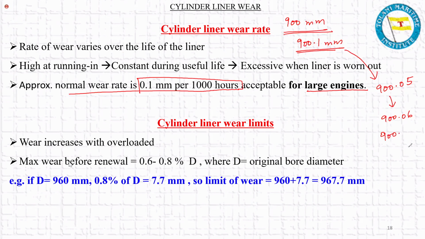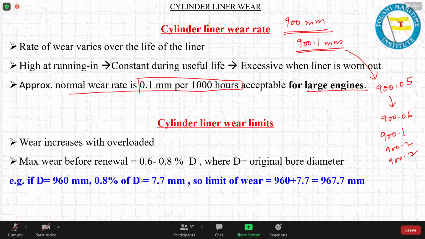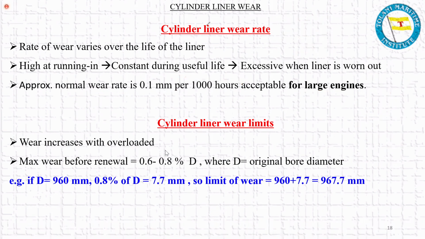Yes, the useful life of the liner may be around 50,000 to 1 lakh running hours for these huge marine diesel engines. So at the end, you will find that the wear rate increases considerably. Where does the useful life end? That is decided by the wear limits. So cylinder liner wear limits, maximum wear before renewal, is 0.6 to 0.8% of the liner diameter.